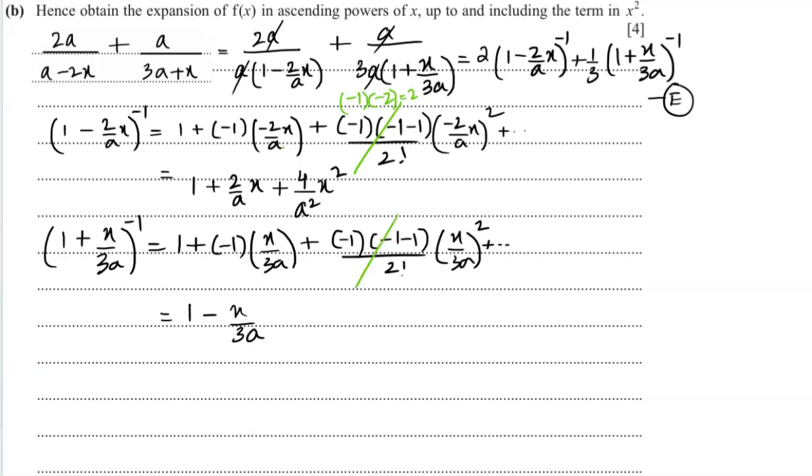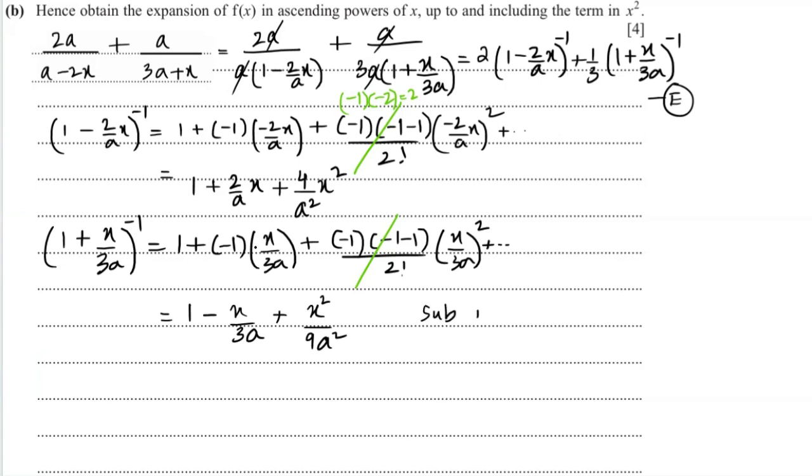And now I can get rid of these because the power is negative 1. If it's not negative 1, then this won't be the case. So watch out if other powers are there. Then you need to multiply and get the exact answer, over 9a squared. Let's put them back in E.